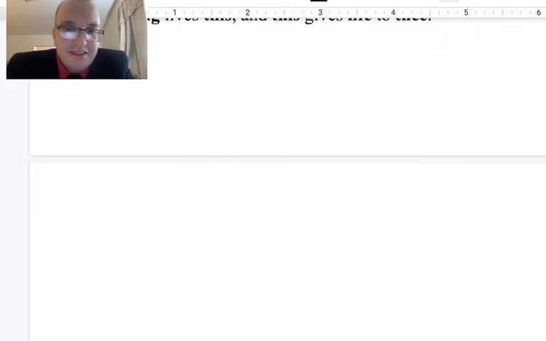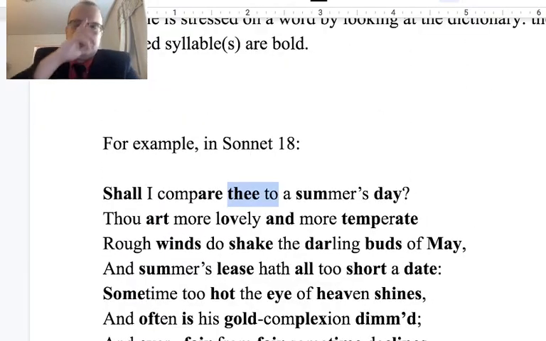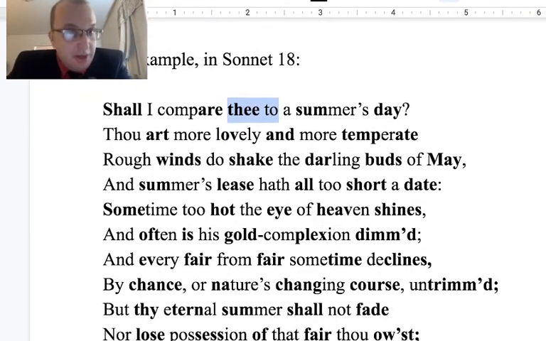So let's talk about these two great sonnets, 18 and 130. Again, these are my favorites of the lot. So I'll just read 18 for you in a not exaggerated way.